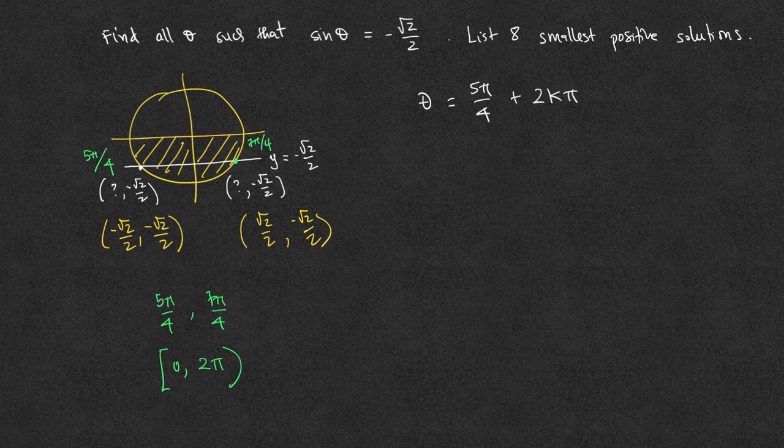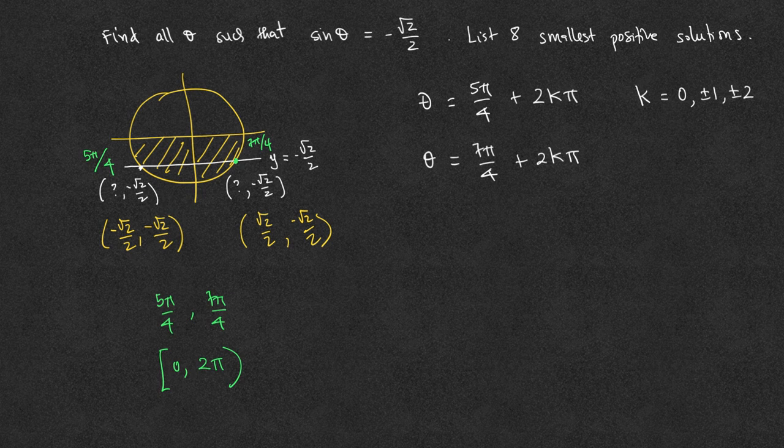We keep adding 1 2 pi, 2 2 pi, 3 2 pi, and so on. K is an integer. We can also subtract 1 2 pi, 2 2 pi, 3 2 pi. In this case, k is an integer where k can be 0, plus or minus 1, plus or minus 2. When k is 0, we end up with 5 pi over 4, which is the initial or the principal solution. The other solutions are theta equals 7 pi over 4 plus 2k pi. And again, this k can be positive or negative.